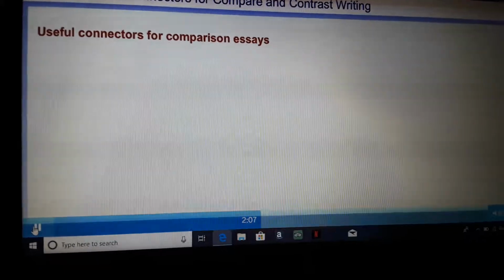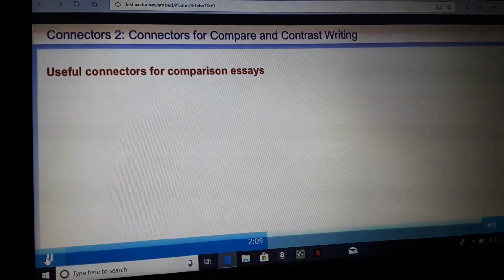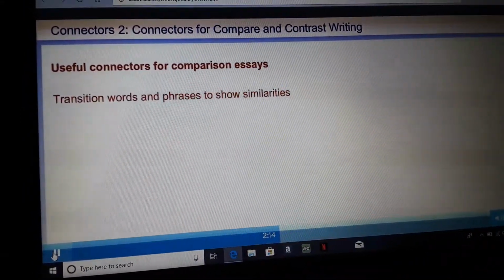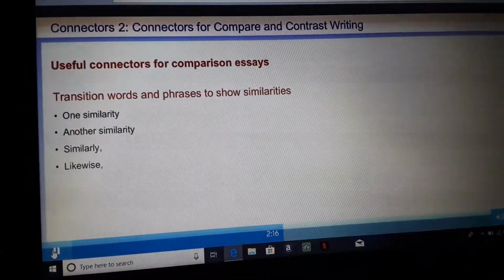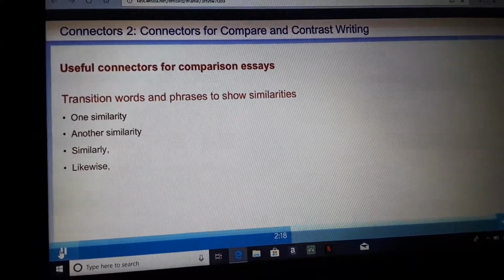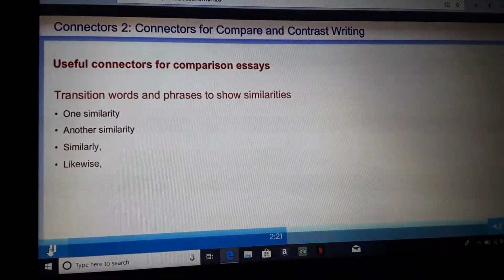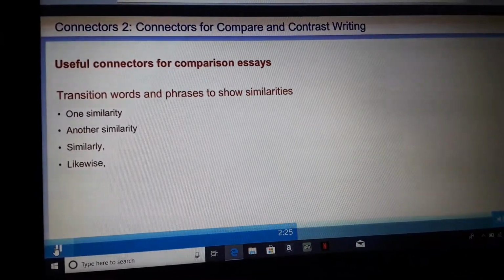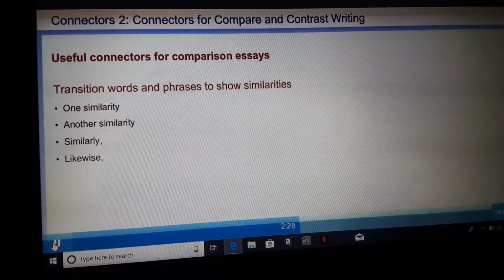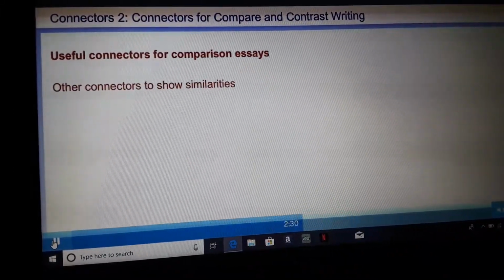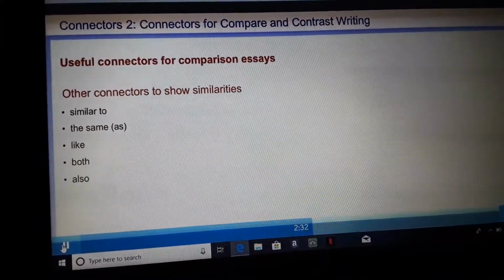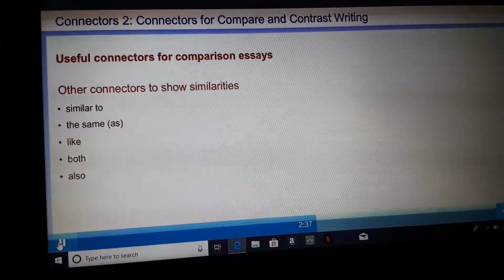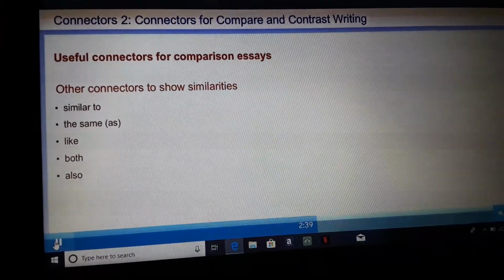There are a number of connectors that are particularly useful for adding coherence to comparison essays. To help show similarities, useful transition words and phrases include one similarity, another similarity, similarly, and likewise. Other useful connectors to show similarities include similar to, the same as, like, both, and also.